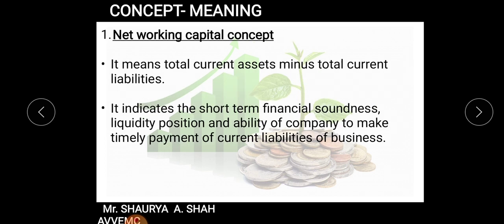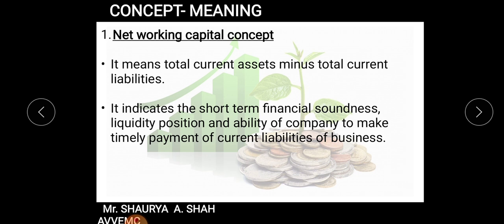Now the second part is your net working capital concept, right? Net working capital is the second part. It means total current assets minus total current liabilities. We all are aware about this concept, right? It indicates the short-term financial soundness, liquidity position and ability of the company to make timely payment of current liabilities of business. You all must be aware of the current ratio also, right? That is current assets upon current liabilities. It is a part and parcel of this net working capital concept.